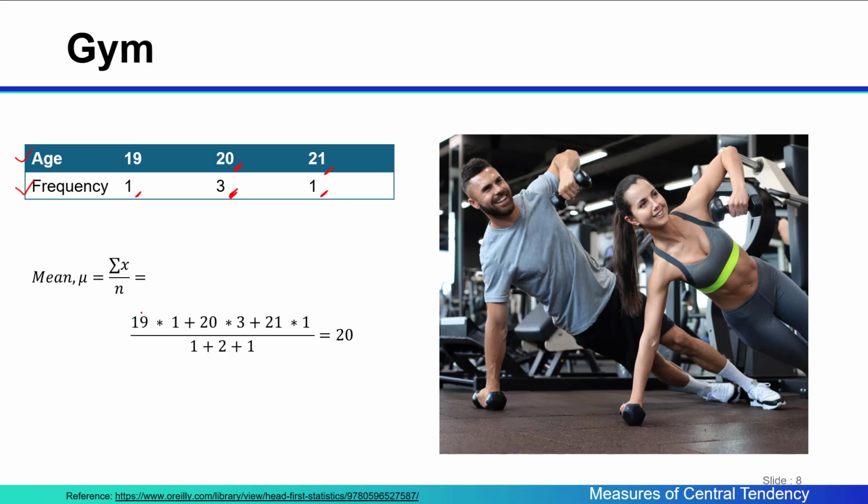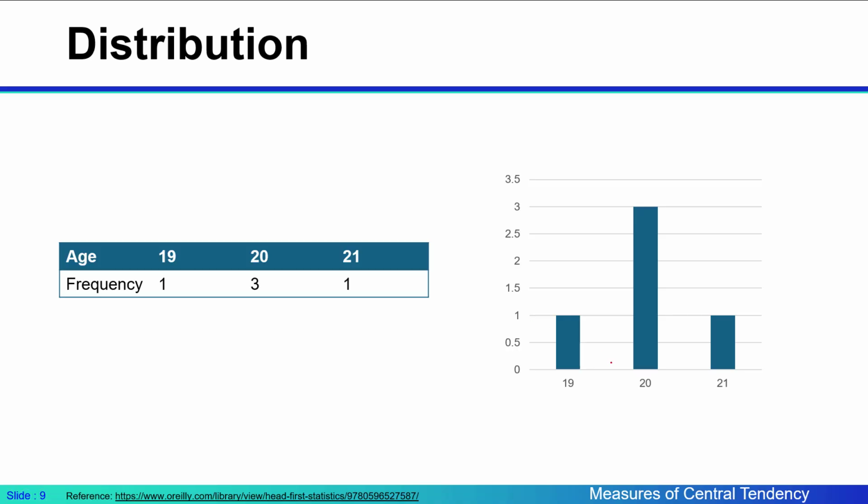Now we calculate the mean, obviously, which is 19 into 1 plus 20 into 3 plus 21 into 1, divided by the total number of people in the gym, which is 1 plus 3 plus 1, and the value turned out to be 20. That's the average. And if you look into the distribution of age and frequency, this is how it looks. Generally, any kind of distribution is represented in two ways. One is a histogram or bar plot.